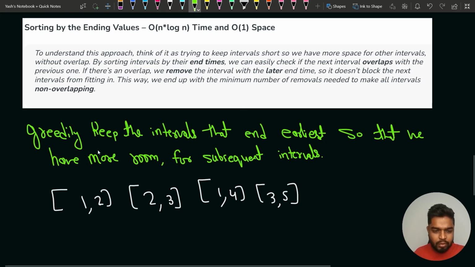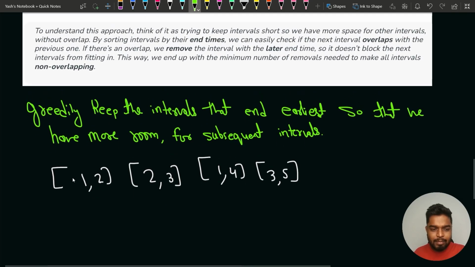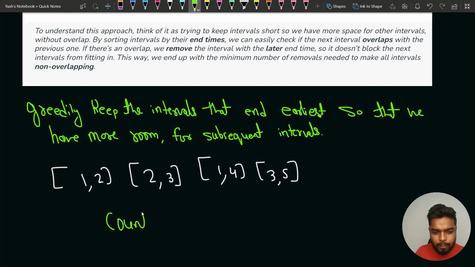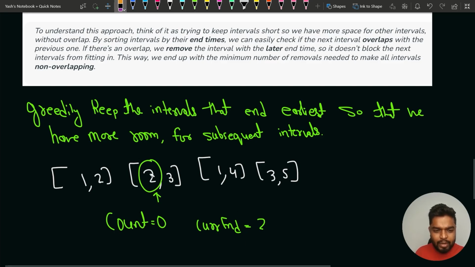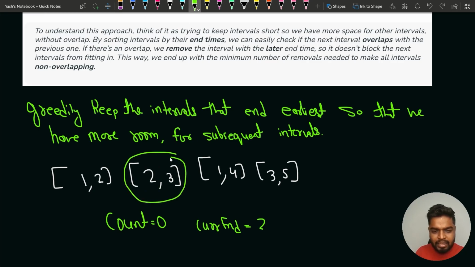Now if you see, let's say we have this particular test case here, and we will basically sort it according to the lesser ending time, in the ascending order of the ending time. Now what will happen here is, in this case the count would be equal to 0, and the current end would be, let's say, 2 here. Now when we start with this interval, is there any overlap? No, because the starting of this interval is not less than the current ending. So we can proceed further, and the ending will be updated to the ending of this particular interval. So let's update the ending to 3.